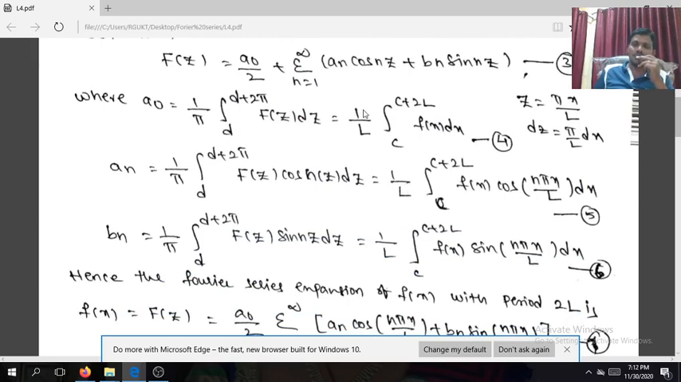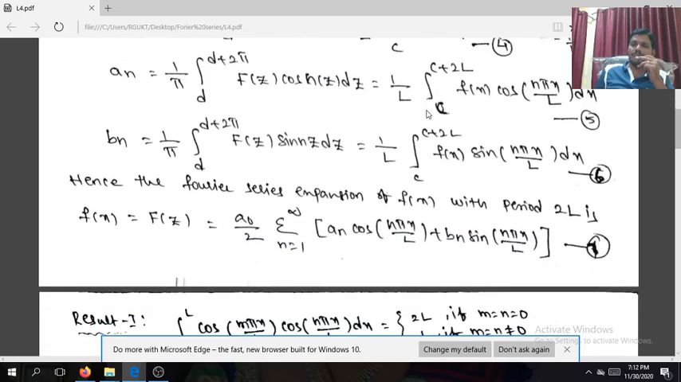If l is replaced with pi, that is 2l is replaced with 2 pi, here it is n pi x divided by l; the pi's get cancelled. So we have a naught by 2 plus the summation n is equal to 1 to infinity a n cos nx plus b n sin nx. This is a standard formula for the Fourier series expansion of f of x, which is defined in the arbitrary interval minus l comma l, having the arbitrary period 2l.